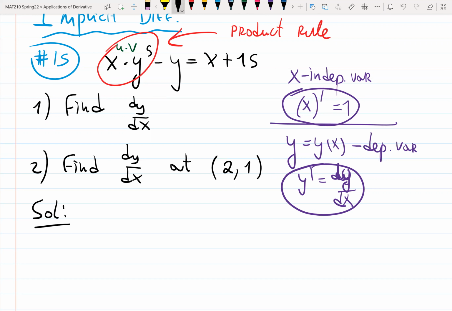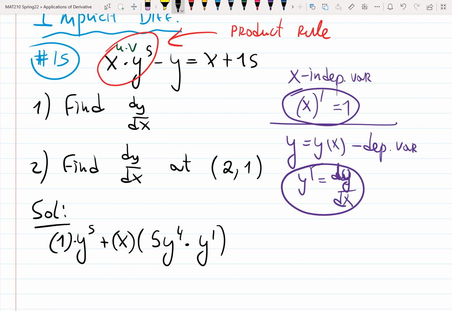Derivative of x is 1, copy y to the 5 plus copy x. Derivative of y to the 5 is 5y to the 4 times y prime, or dy over dx if you want to write it down nicely. This might be a free response question or multiple choice. We sometimes give any. So that was the result of the first product. Minus y, derivative of y is y prime, equals derivative of x is 1 plus 15.